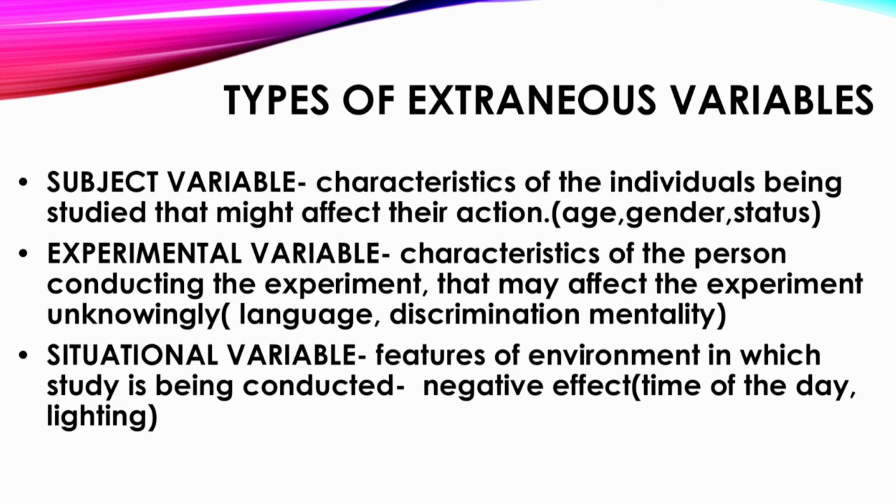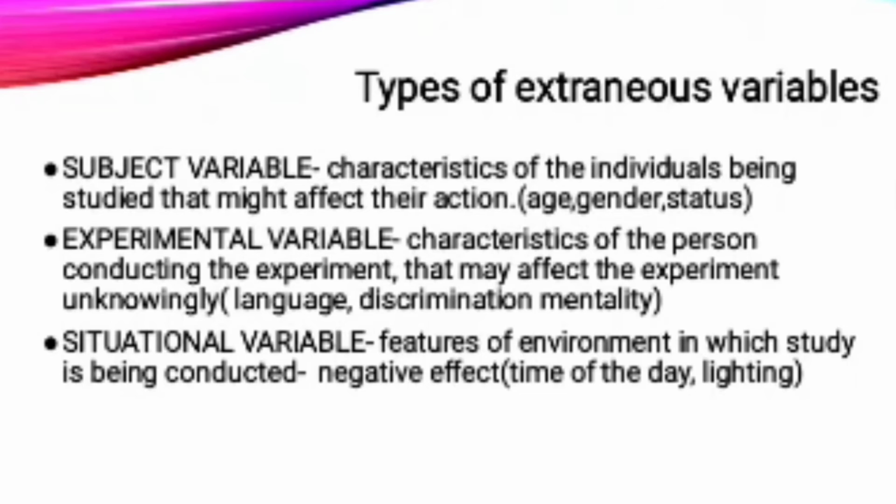Third is situational variables. These are the features of the environment in which the study or research was conducted and which have a bearing on the outcome of the experiment in a negative way. Not just the characteristics of the researcher and the person on whom the research is being conducted, but the physical setting of the research also plays a very important role in affecting the dependent variable, which can be the time of the day, just like the example that I have already said, or the temperature, lighting, air, etc. of the room.